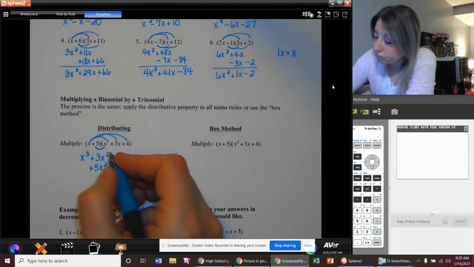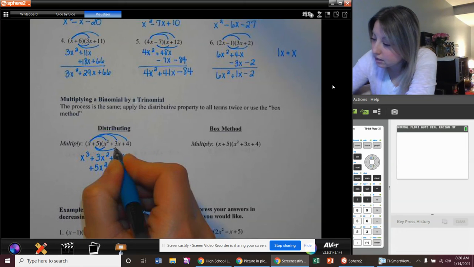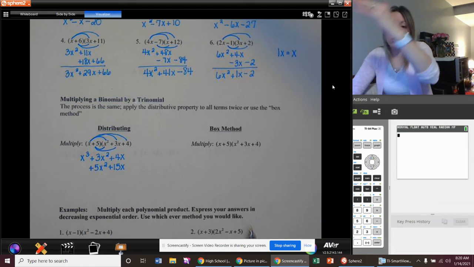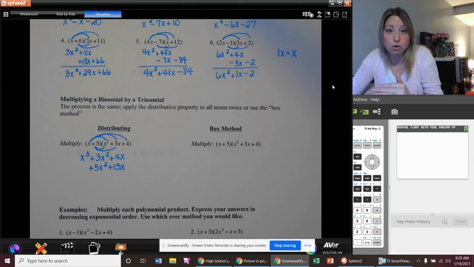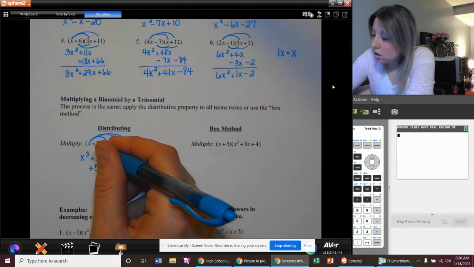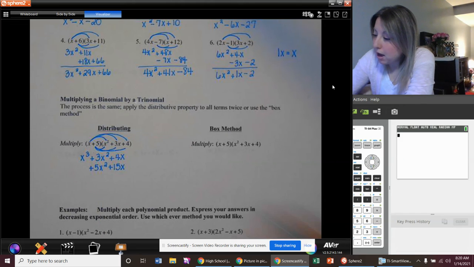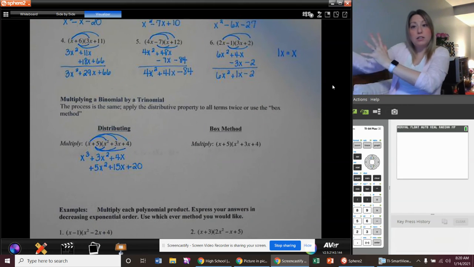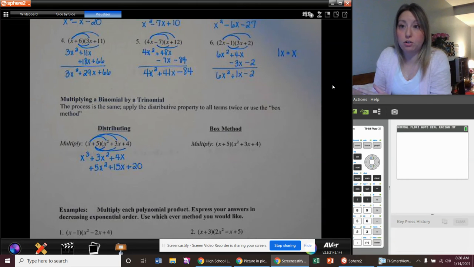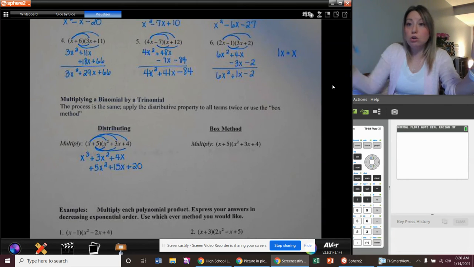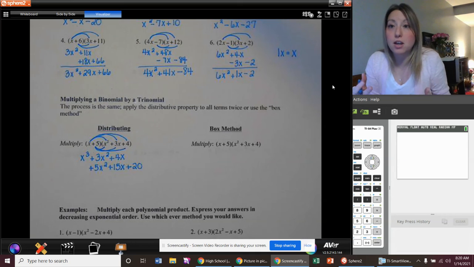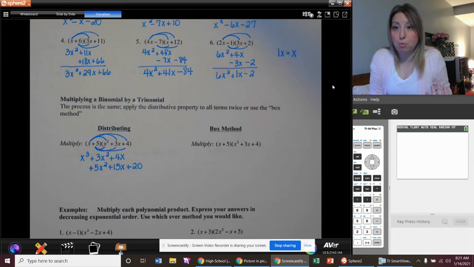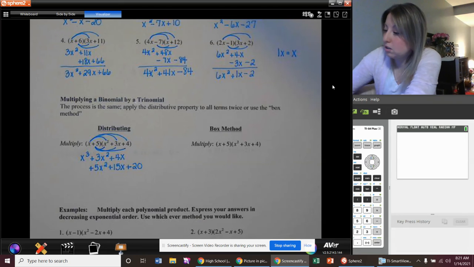Now I do it again. 5 times 3x is a positive 15x. Notice I put that right underneath the 4x because those are like terms. Positive 5 times positive 4 is positive 20 at the end. Notice it's at the end away from any like terms. Notice the x cubed and the 20 have nothing over or under, meaning they have nothing they can add up with. They don't have any like terms to combine with.